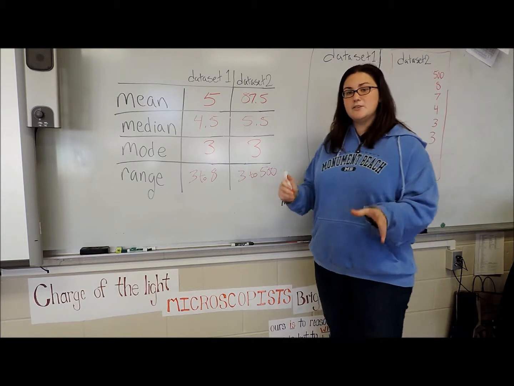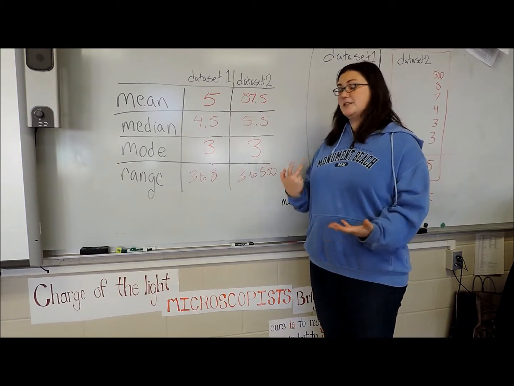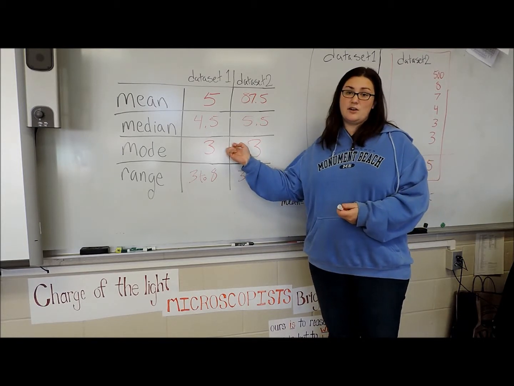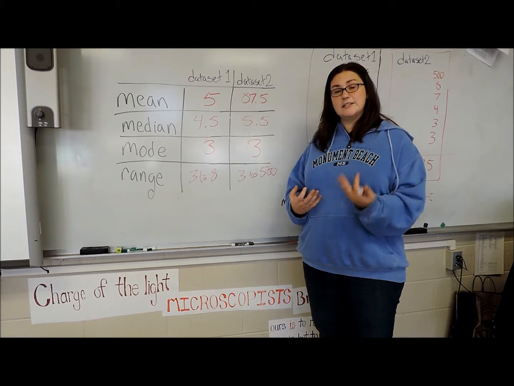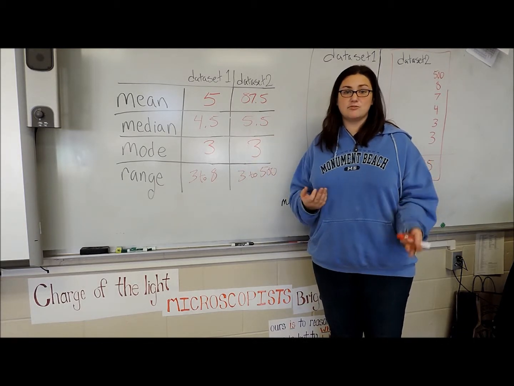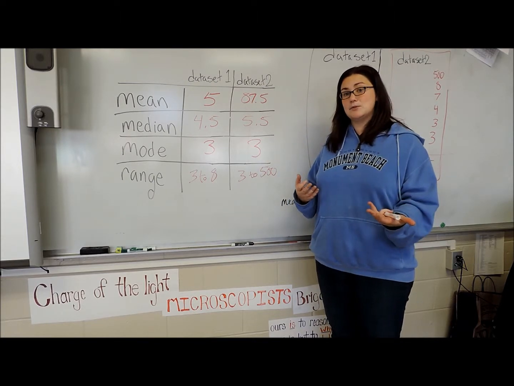When we are comparing these two data sets, one of the things that you'll notice is that a couple of these values aren't very different between them. The mode didn't change at all. The mode is very resistant to extreme numbers, right? Extremely large or extremely small numbers don't really upset the mode because that's just the thing that appears the most.